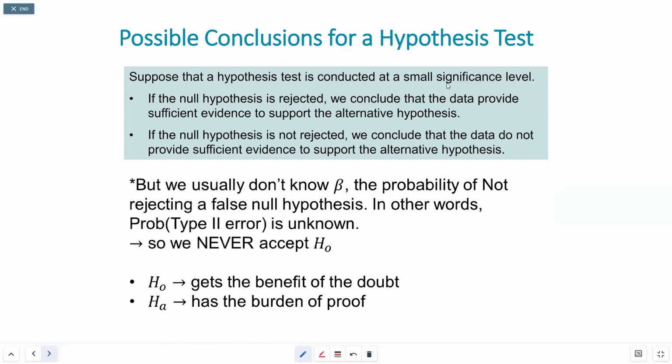Suppose that a hypothesis test is conducted at a small significance level. If the null hypothesis is rejected, we conclude that the data provides sufficient evidence to support the alternative. If the null hypothesis is not rejected, we conclude that the data do not provide sufficient evidence to support the alternative. But we usually don't know beta, the probability of not rejecting a false null hypothesis. In other words, the probability of a type 2 error is unknown. Because of that, that's another explanation for why we never accept the null. So we could think of it that H naught gets the benefit of the doubt and the alternative has the burden of proof.